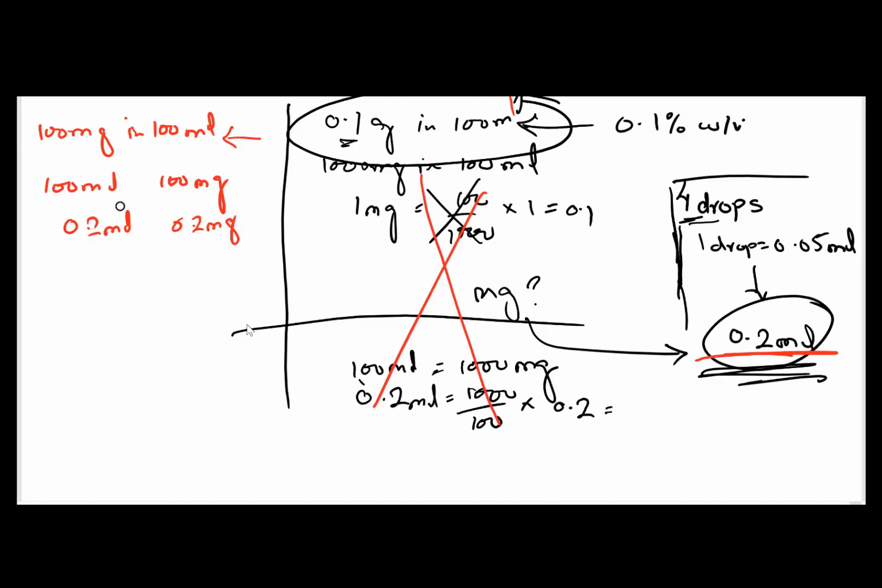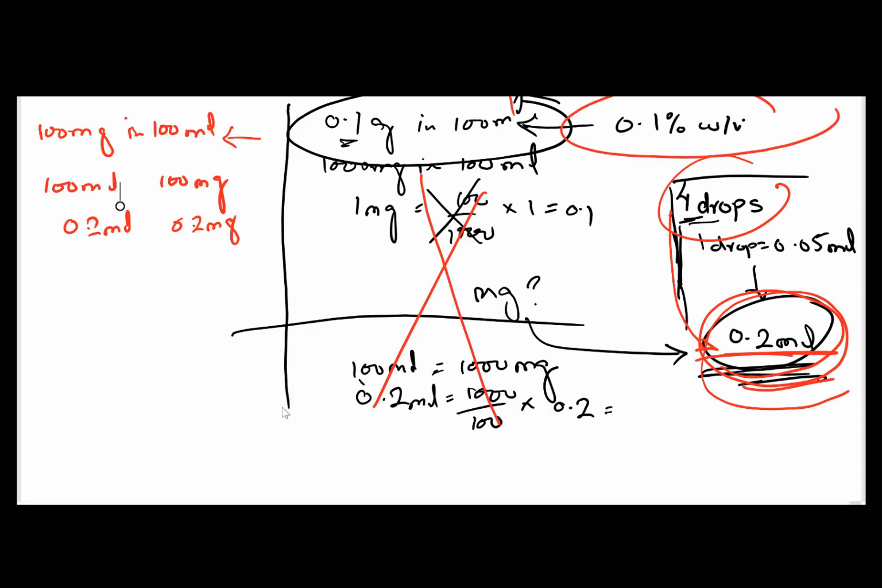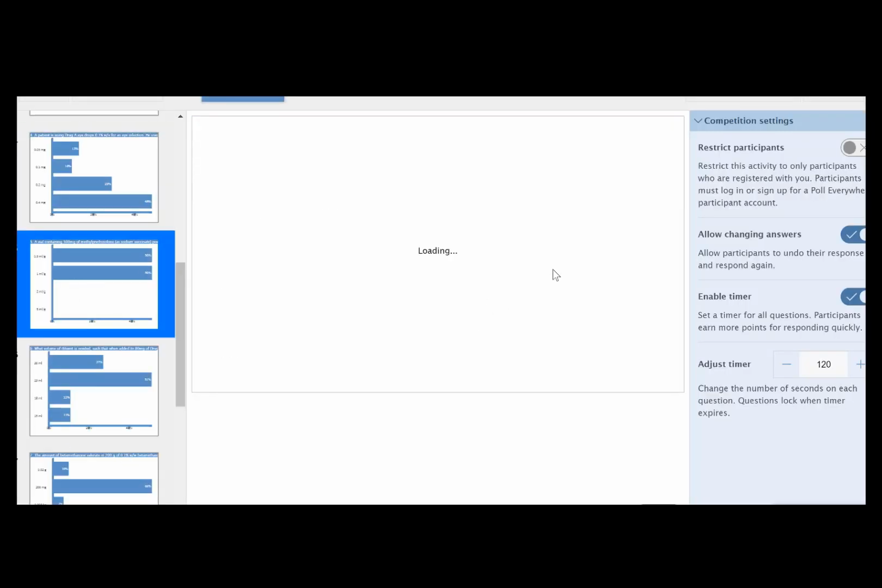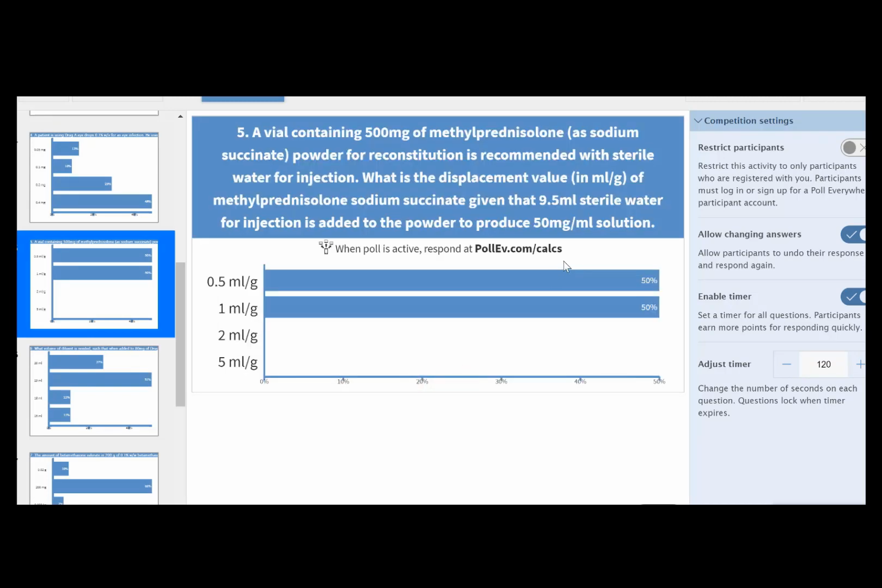Okay, so everybody with me, we had to find out how many milligrams the patient was receiving, but we knew that the patient was receiving 4 drops. So I converted drops into milliliters first, and then I found out how many milligrams are present in this milliliters from this concentration. Everybody understand that? Okay, move on. The next question was displacement value. The 2 questions were of displacement value.